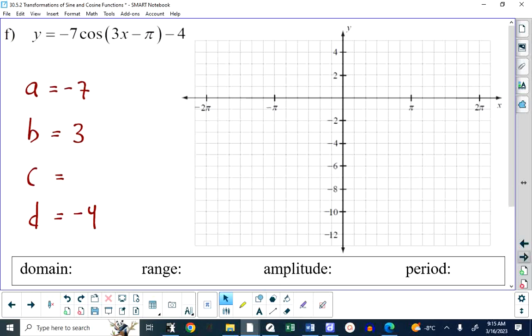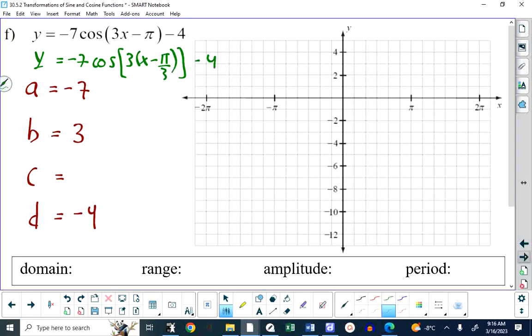Well, you can't make the same mistake that you might have been making in Unit 1. Hopefully you've corrected it. C is not pi. What is it? Pi divided by 3. Good. Because you have to factor out b, which is 3, and you're left with x minus pi over 3, and then -4.